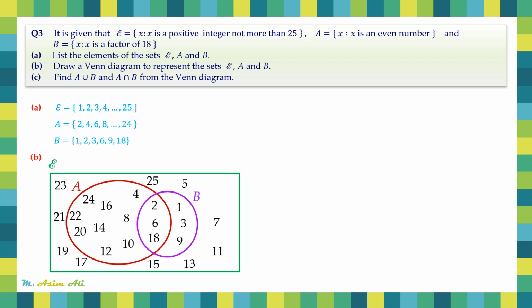In part C, we have to write A union B and A intersection B from the Venn diagram. In A union B, we will simply combine all the elements of set A and set B. From the Venn diagram, we can see easily which elements are in A and B. So we will write all these elements in order to write the set A union B. Then we have to write the set A intersection B. Intersection means the common elements, the elements which are contained in both A and B. These are only three elements: 2, 6, and 18. So we will write A intersection B is equal to 2, 6, and 18.